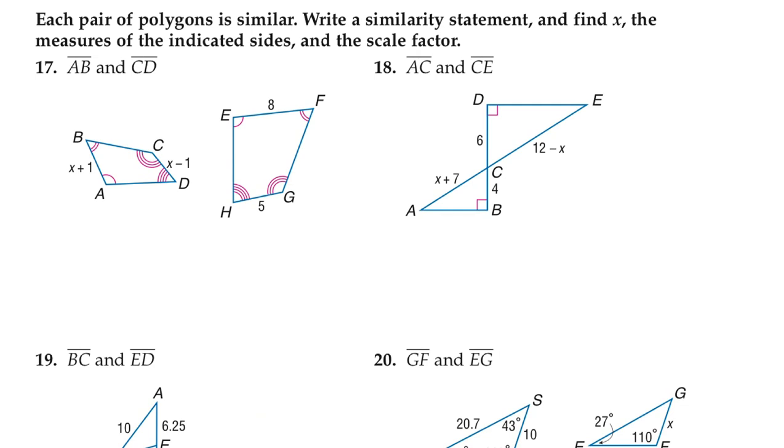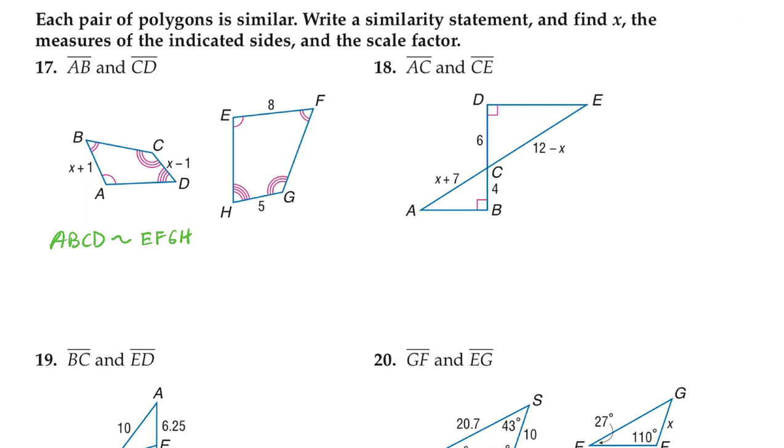Write the similarity statement, find x, and all that. So they tell us the order here, so we can write this right away. Let's see, A, B, C, D. That's in order of angle 1, 2, 3, 4 is similar to angle 1, 2, 3, 4, E, F, G, H. And then it says solve for x.